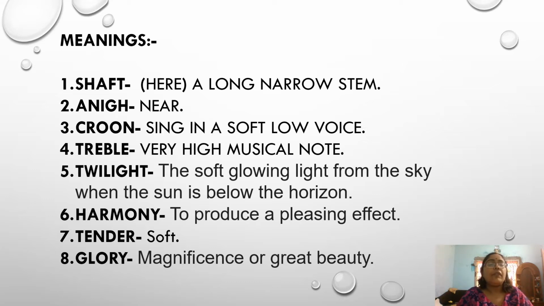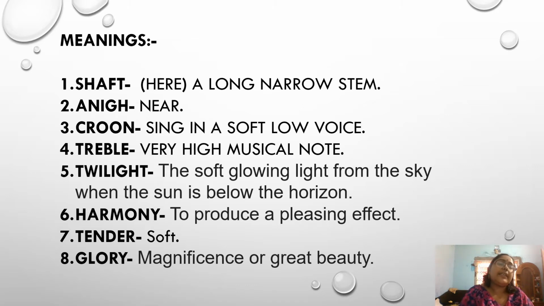Okay. Next is harmony. What is harmony? To produce a pleasing effect. What pleasing effect is shown here? The pleasing effect between Mother Earth and the sky above. The tree in between gives us a pleasing effect of the Mother Earth and the sky above. When there is a combination of soothing love and care from Mother Earth and also the sky above, we people can lead a very happy life.